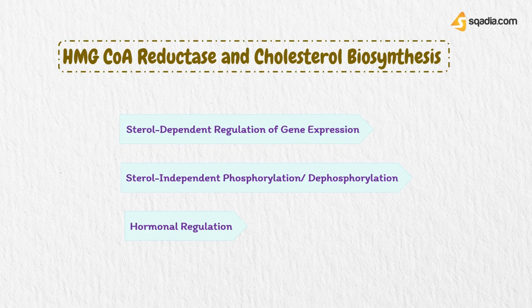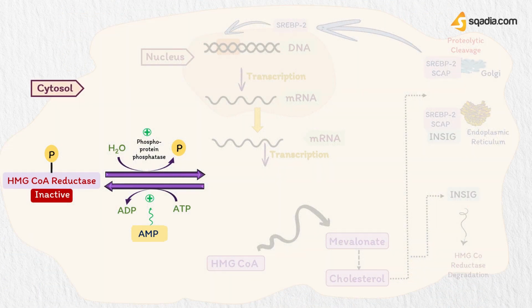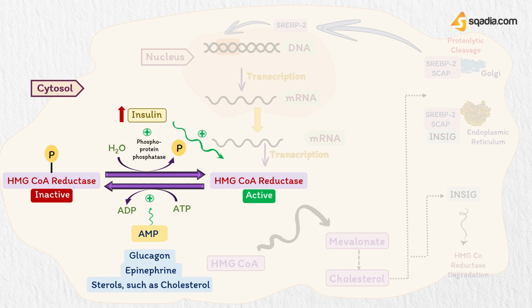Third role is hormonal regulation. The activity of HMG-CoA reductase is controlled hormonally. An increase in insulin favors dephosphorylation and activation of the reductase, whereas an increase in glucagon and epinephrine and elevated levels of cholesterol has the opposite effect.